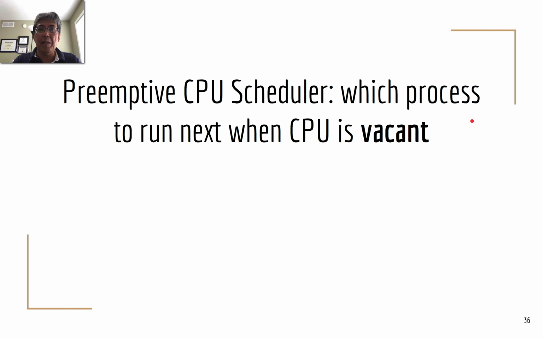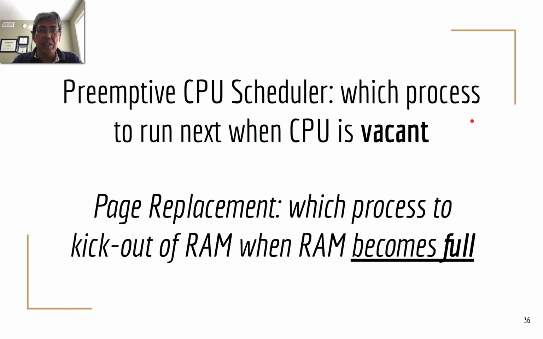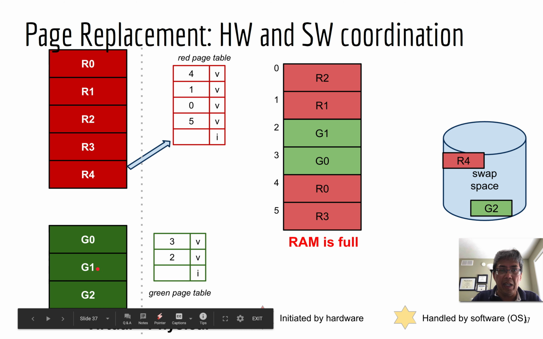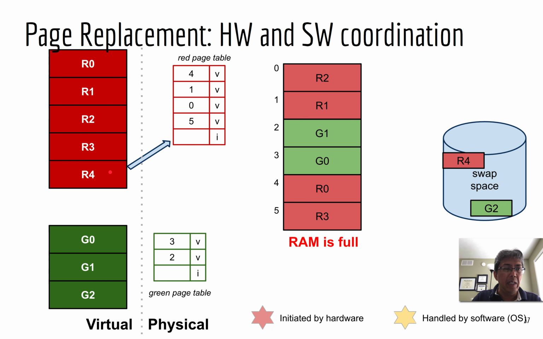When we talk about preemptive CPU scheduling, we see that the scheduler has to decide which process to bring in next when the CPU becomes empty. So with page replacement, it is kind of similar. In page replacement, the operating system must decide which process to kick out when the RAM becomes full. So let's look at an example where the red process and the green process are concurrently running on the system.